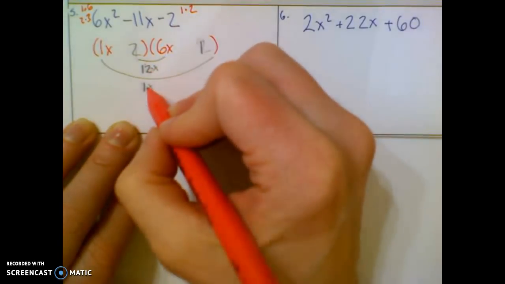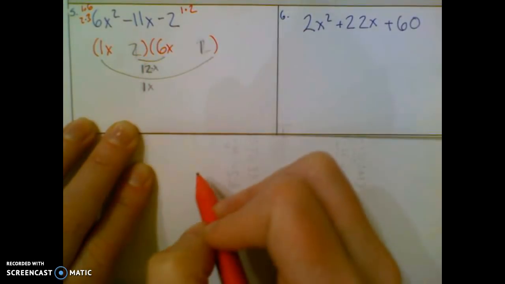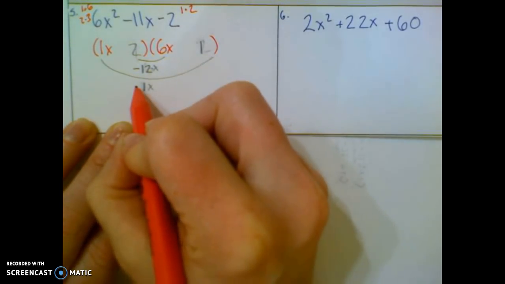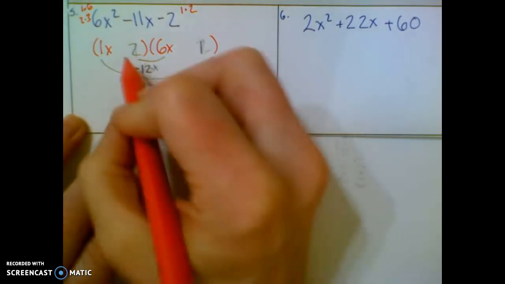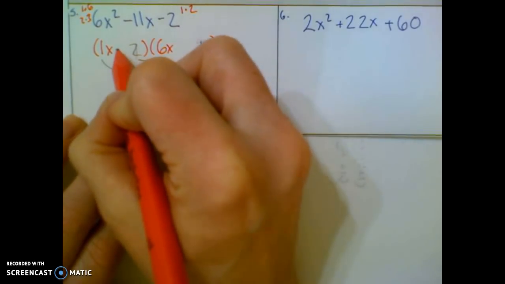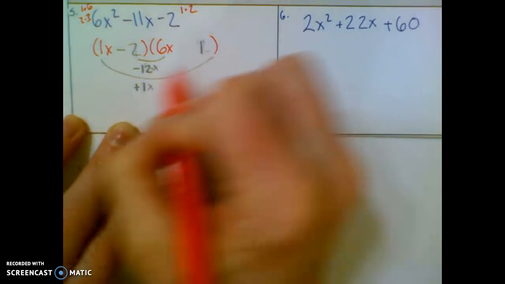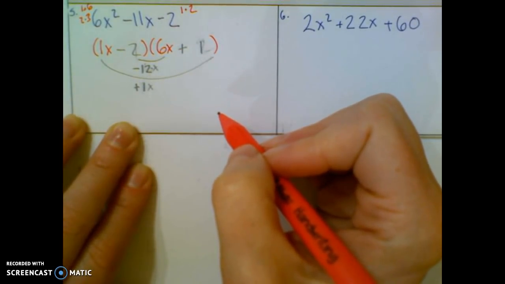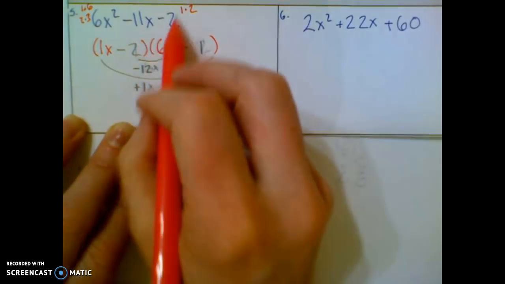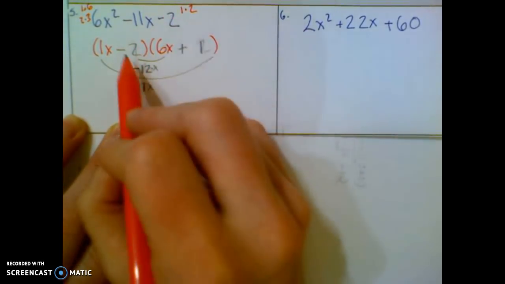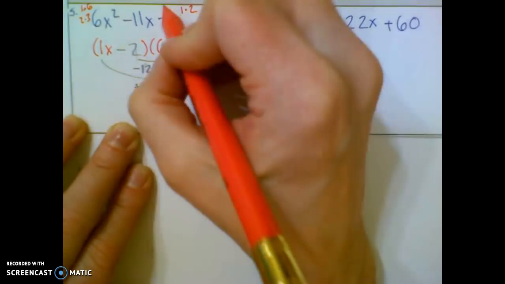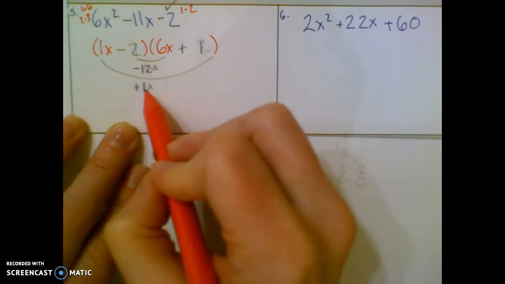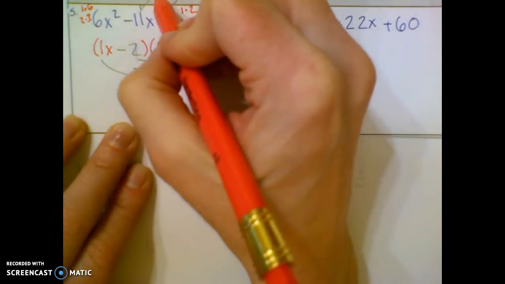So yes, 12x and 1x do give me 11x if I make that 12x a negative and that 1x a positive. So I want my inner product to be a negative value and my outer product to be positive. Let's always check our C values at the very end. So how do I get a negative 2? Well, that's negative 2 times positive 1, so that works out. Double check again: negative 12, positive 1 is negative 11.